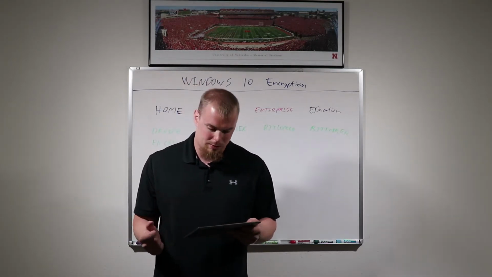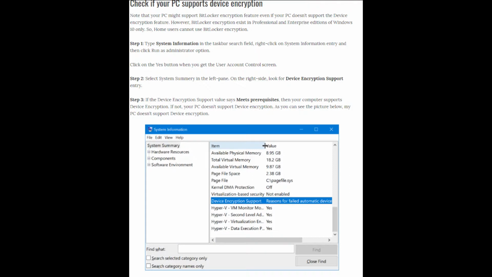Once you're in that system summary page, on the right side, you want to look for device encryption support. As you can see in this picture here, this system was not supported by device encryption, so they won't be able to use device encryption on there. But if it is supported, it'll say yes on there.